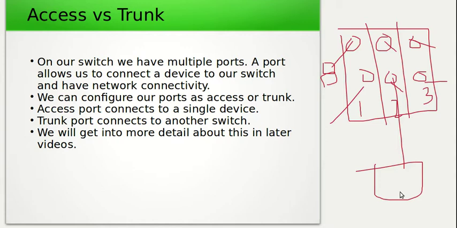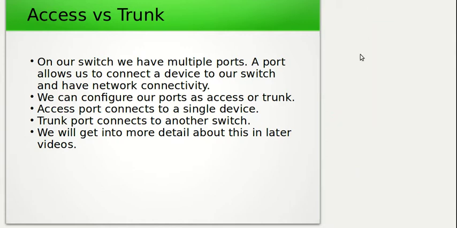We can also configure a port as an access port. Normally, access ports are used to connect to end devices such as PCs, printers, or routers, and trunk ports could also connect to routers when we're doing router on a stick, when we're routing between our VLANs. But again, we'll talk about that in later videos.